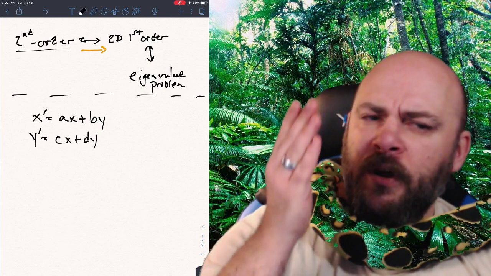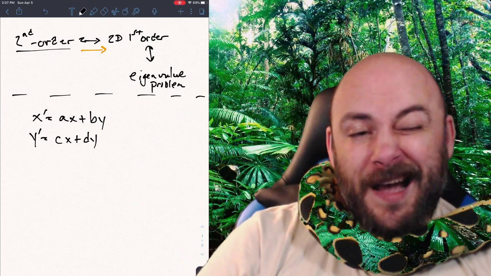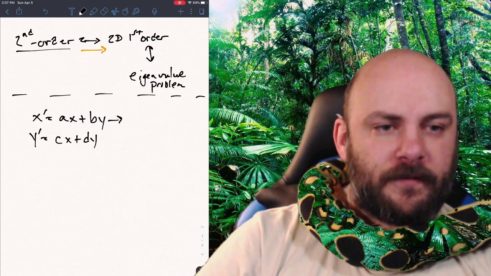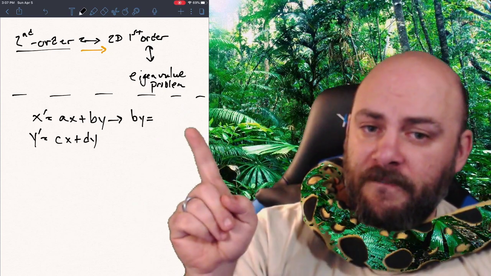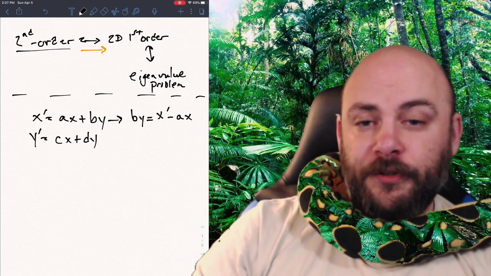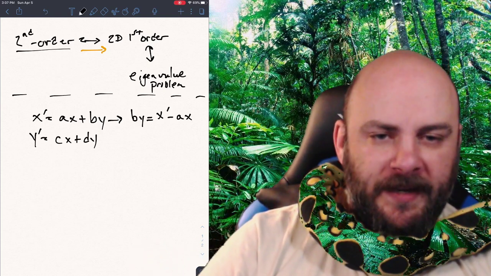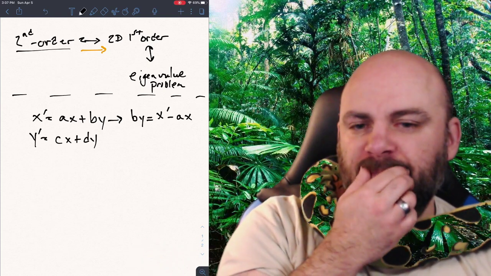Now, to go from here to describing this as a second order differential equation is not quite as obvious at first. That very first equation right there does tell me that b y is equivalent to x prime minus a x. Wonderful. Random fact of the day.